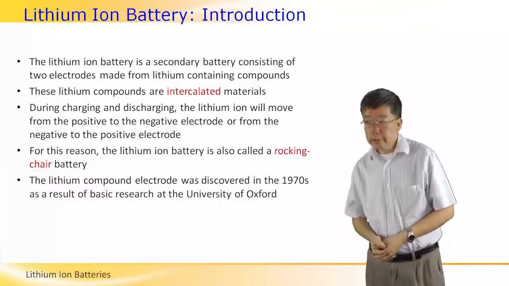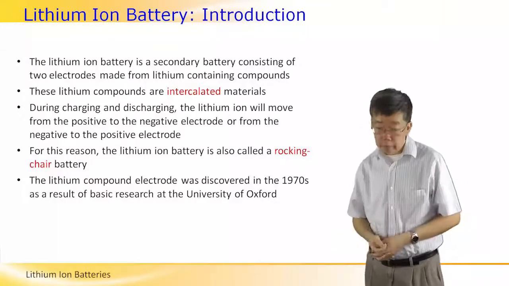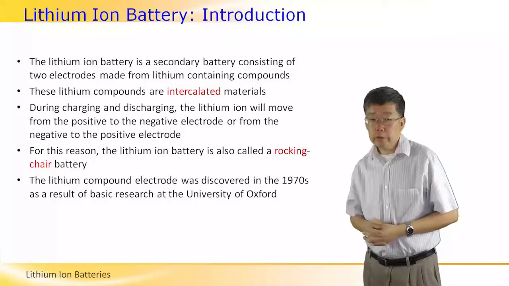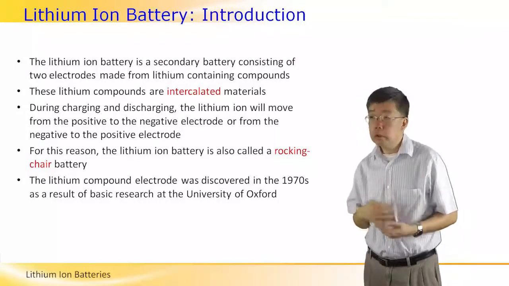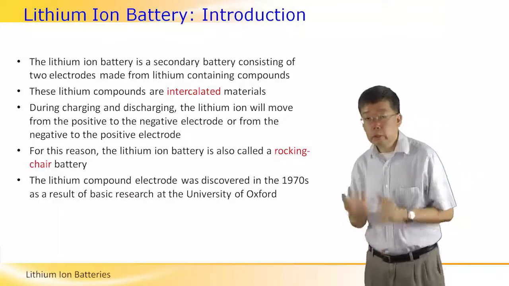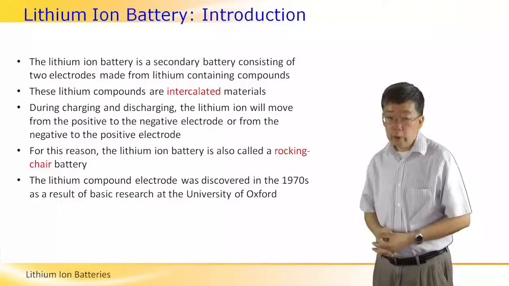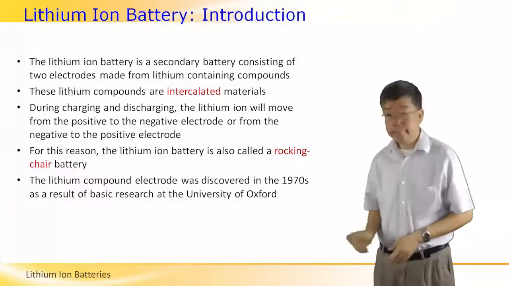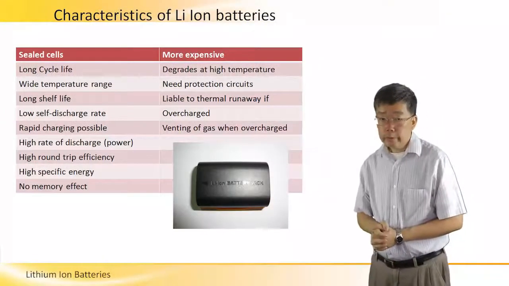This battery was discovered in the 1970s at the University of Oxford because of some basic research, but since about 1990 it has become a standard energy storage device for electronics, as we will see. So this is an example of a lithium-ion battery.